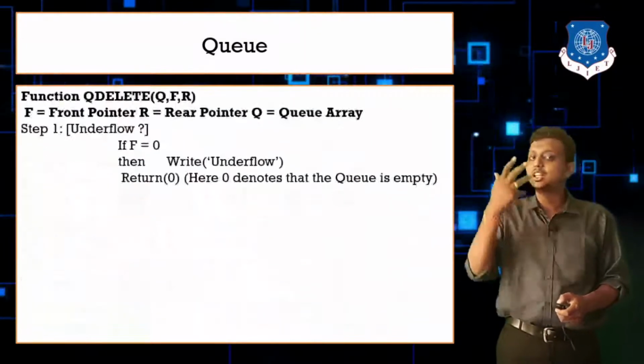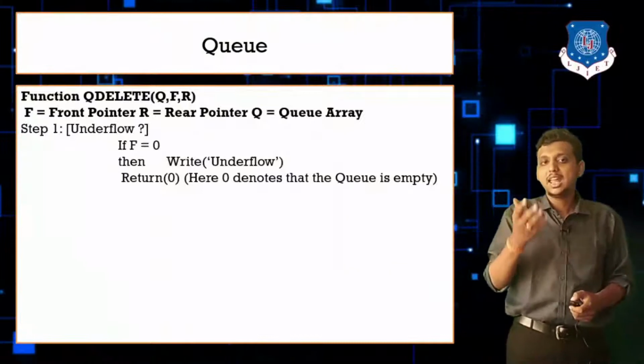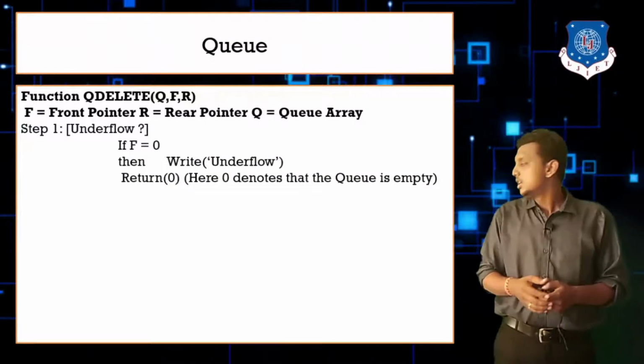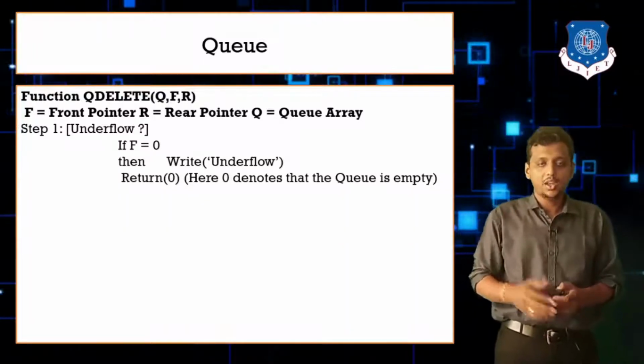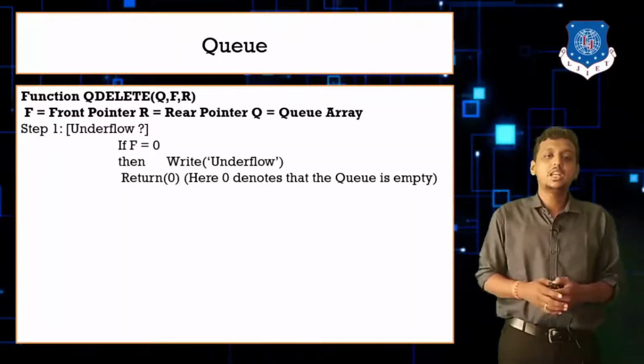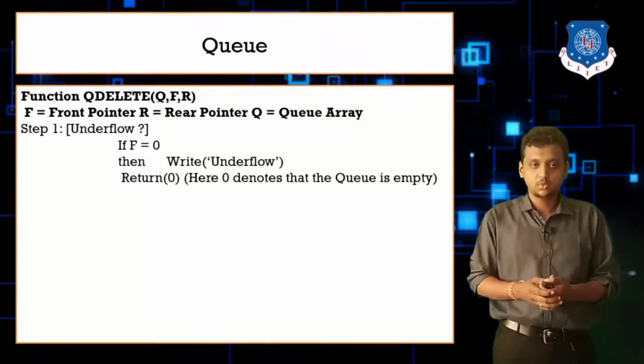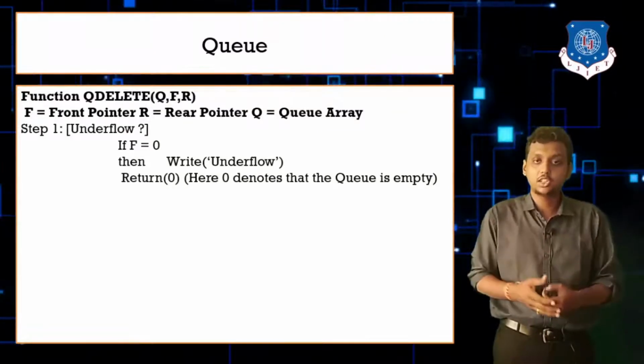Here I do not need any type of n or y. So this is my first condition. If my f pointer is pointing at 0, if f is equal to 0, then obviously the queue is empty, and return 0. Write underflow and return 0.